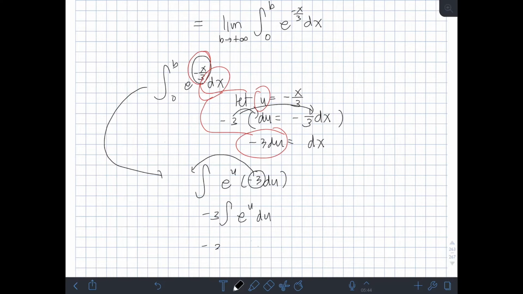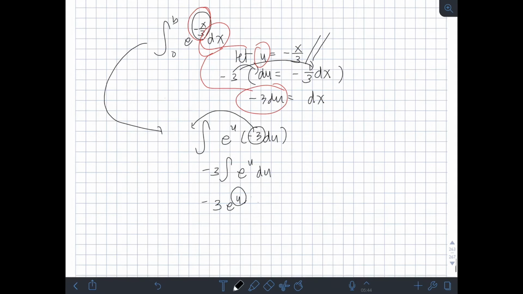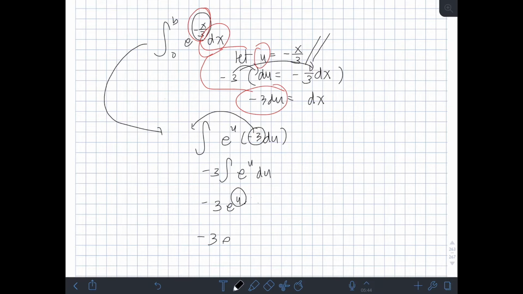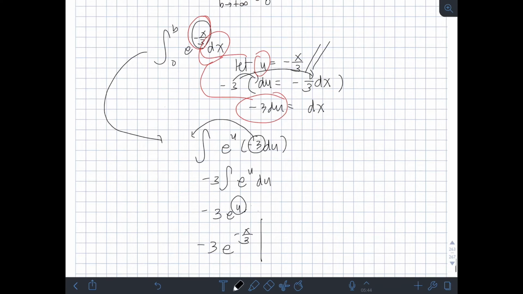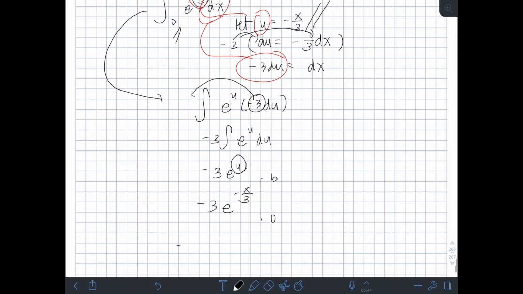So, we have negative 3, the integral of e raised to u du is simply e to the u, right? And then, we return u in terms of x, which is equal to negative x over 3. So, we have negative 3 e raised to negative x over 3. Then, we evaluate at the lower and upper limits from 0 to b. So, substitute b for x, so it becomes negative 3 e raised to negative b over 3 minus, substitute 0 for x, negative 3 e raised to negative 0 over 3.